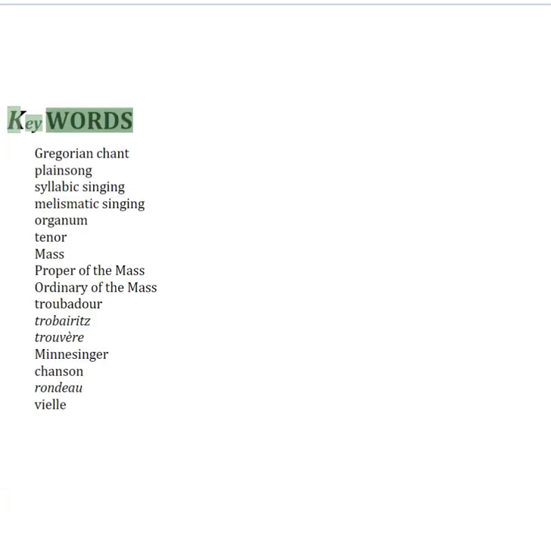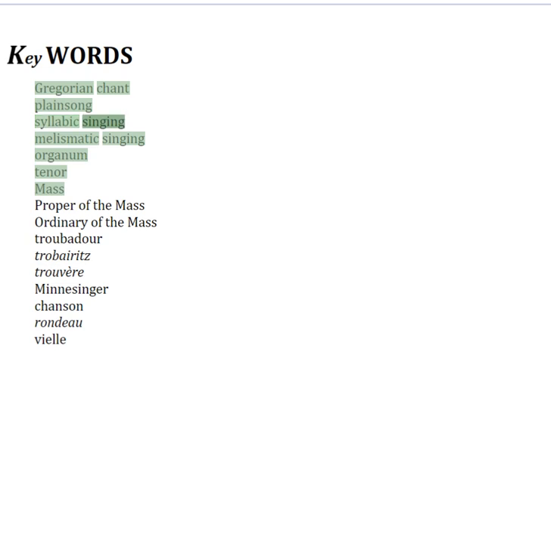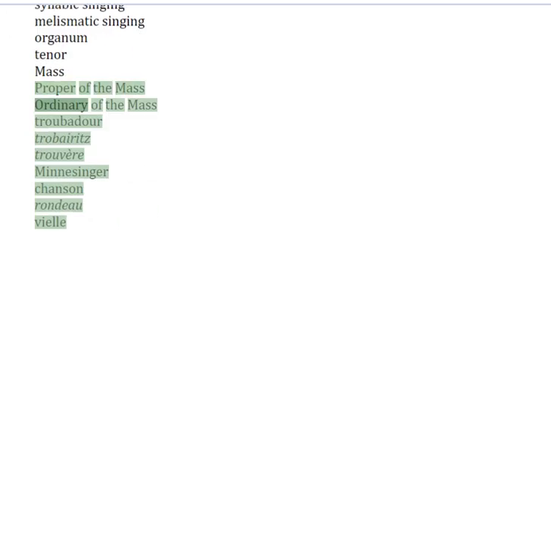Key words: Gregorian chant, plainsong, syllabic singing, melismatic singing, organum, tenor, mass, Proper of the Mass, ordinary of the Mass, troubadour, trobairitz, trouvère, minnesinger, chanson, rondeau, vielle.